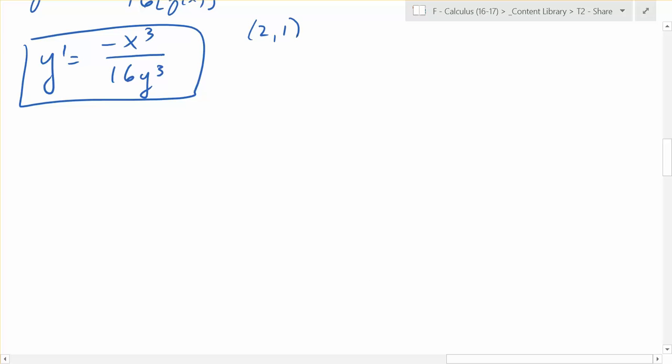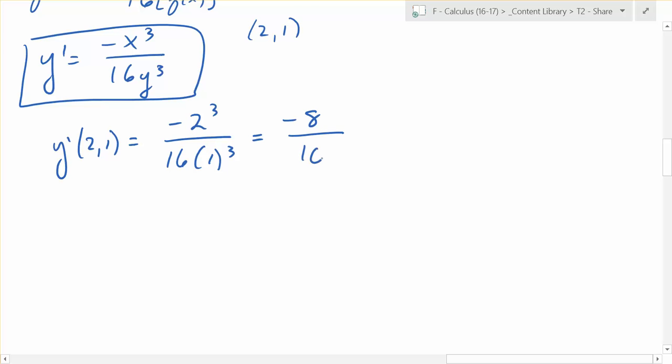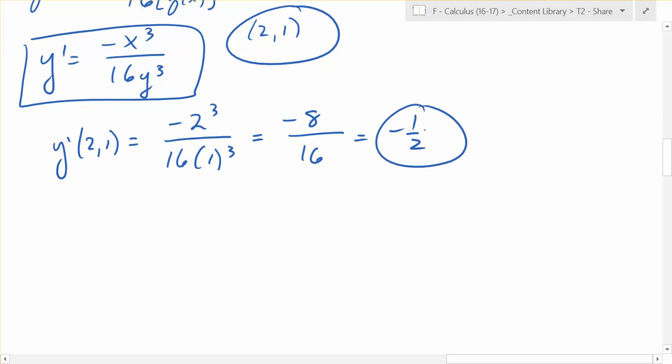2, 1, right? So y prime at 2, 1 is equal to what? Negative 2 cubed over what? 16 times 1 cubed. What does that equal? What's on top? Negative what? Because that's negative times 2 cubed over 16, which is what? So if that's the point and that's the slope, what's the equation of the line? y minus equals x minus. Exactly.